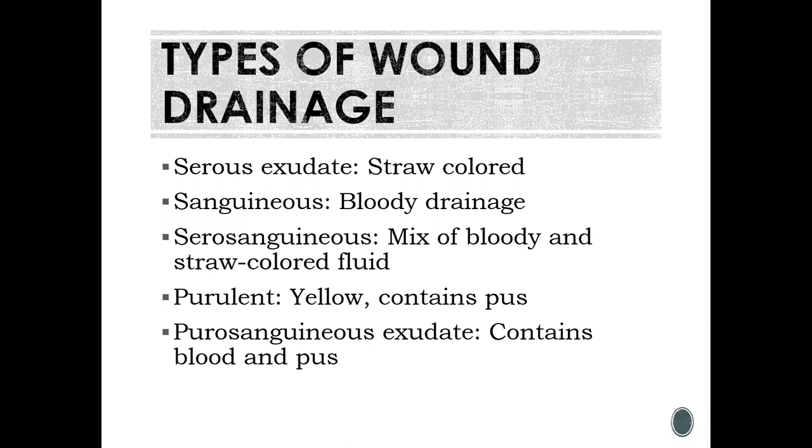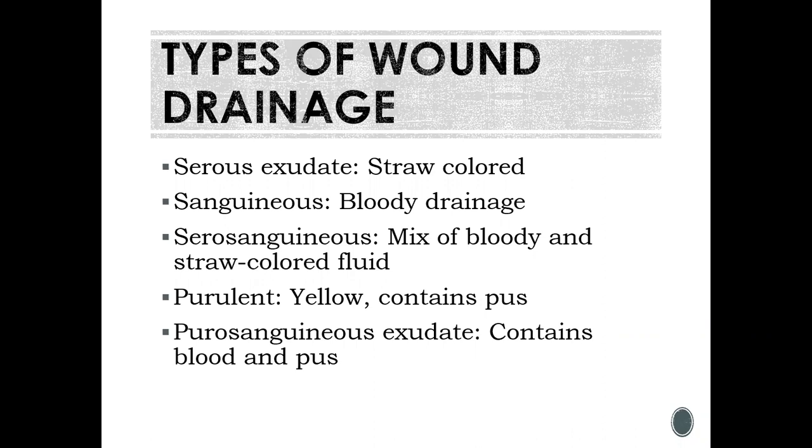Types of drainage, right? So we can have serous exudate. Clean wounds typically drain serous exudate. It is watery in consistency and contains very little cellular matter. Serous exudate consists of serum, and this is that straw-colored fluid that separates out of the body when a clot is formed. So it'll have that straw-like color to it.